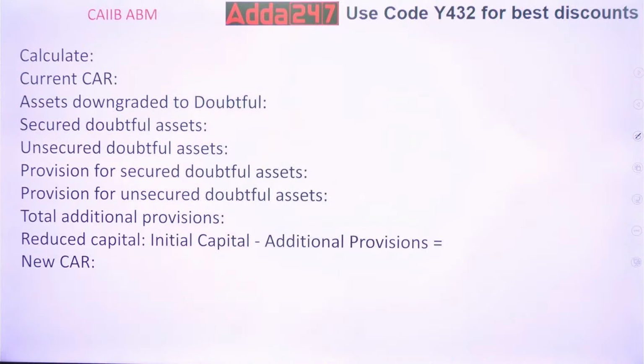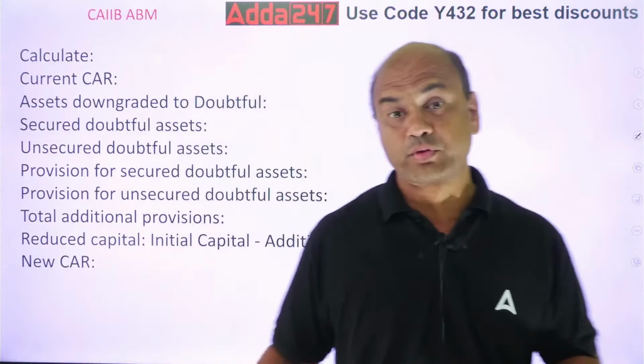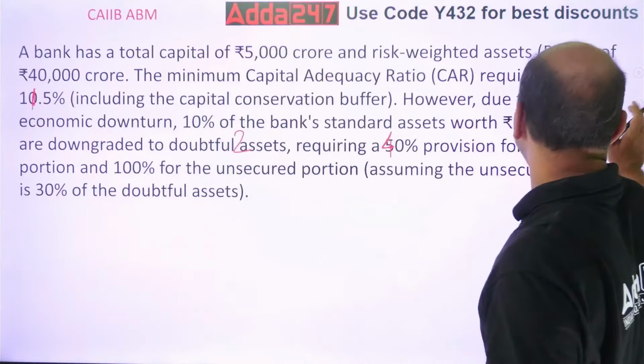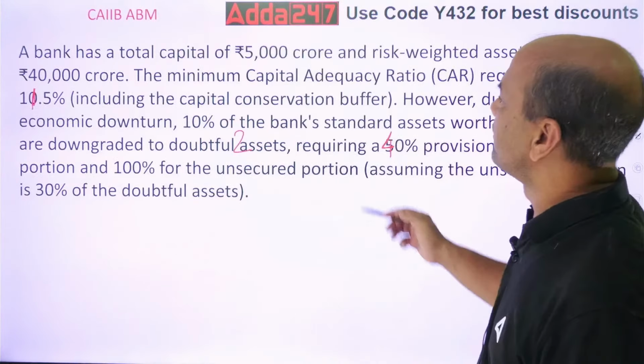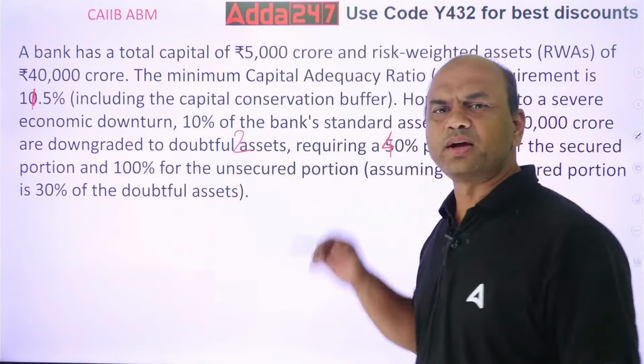What is my current CAR over here? Current capital adequacy ratio. What is my present capital adequacy ratio? What is the formula for CAR? Capital upon RWA. We'll do this fast. What is my capital? 5,000. What is my RWA? 40,000. Simple. So 5,000 upon 40,000.